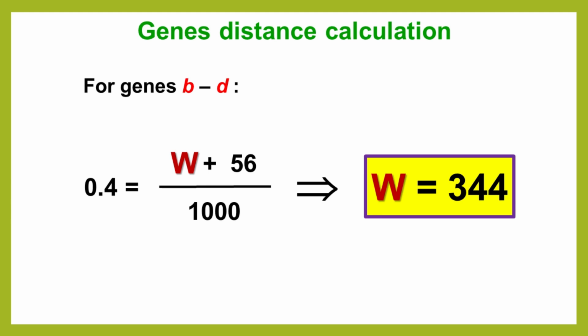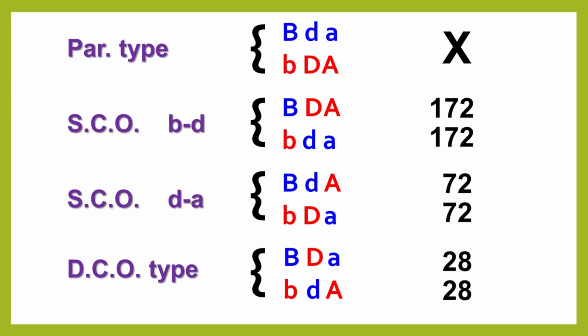Just as we did for genes D and A, we can calculate the single crossovers between genes B and D. We use the frequency of single crossovers between B and D and calculate W, which equals 344. And we divide it equally between each offspring type. So we expect 172 of each type.